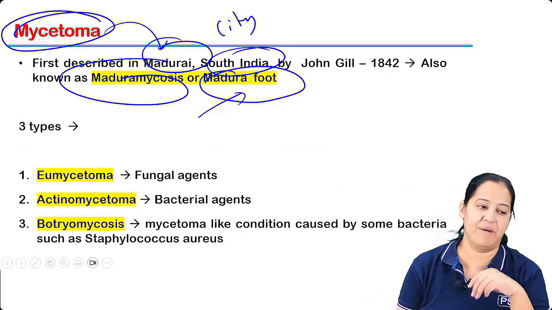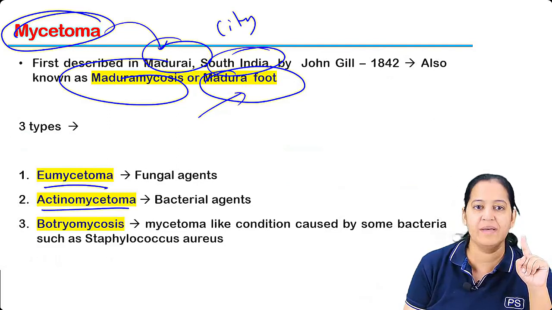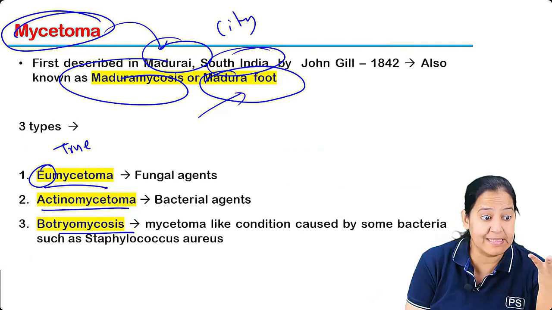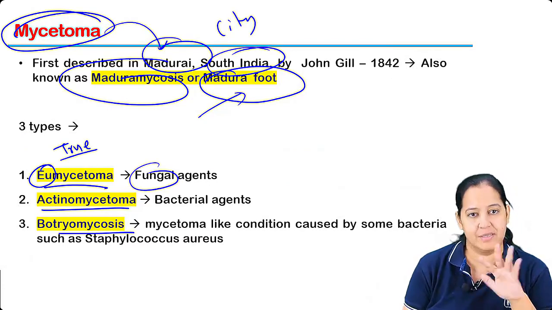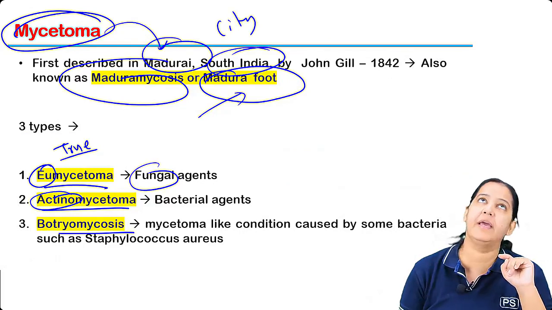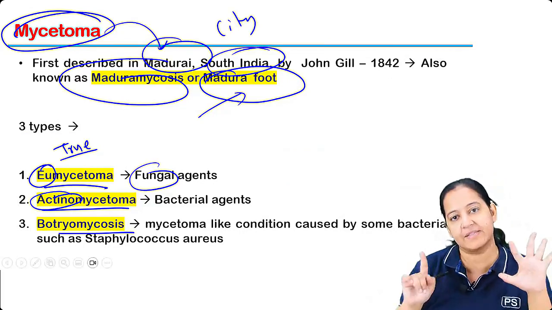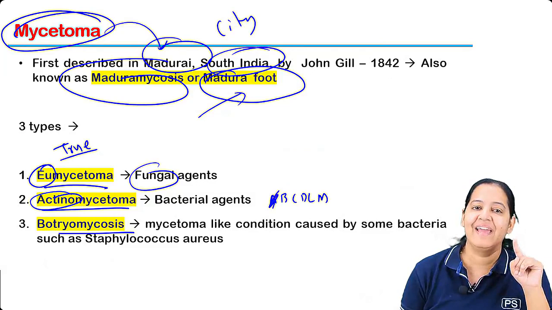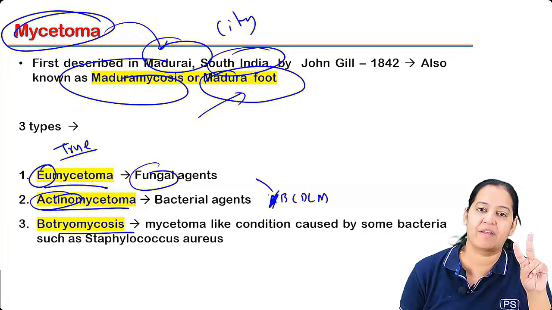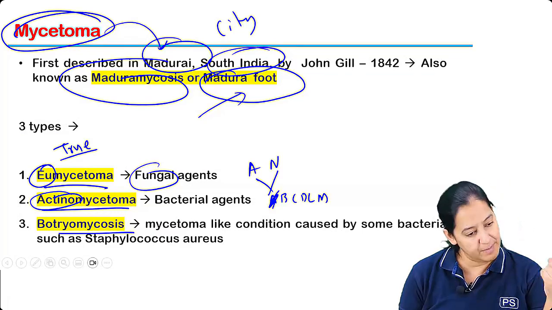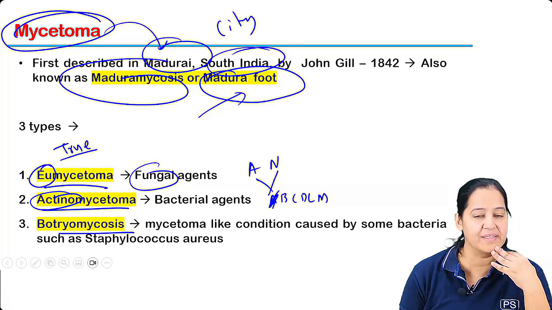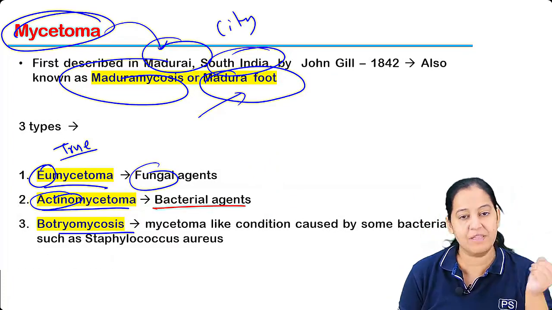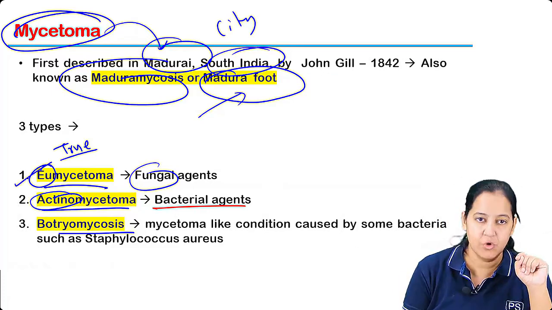Now there are three types of mycetoma: eumycetoma, actinomycetoma, and botryomycosis. Eu means true, meaning real. So this is caused by fungus. I will tell you the agents. Actino: have I taught you yesterday the gram positive bacilli? There were six: A, B, C, D, L, M. Do you remember? What is A? Actinomyces. We have seen two bacteria, Actinomyces and Nocardia. Both can come under this category, for those who attended yesterday's session. So basically it's a bacteria, and if it is caused by bacteria, it is known as actinomycetoma. This is eumycetoma, this is actinomycetoma.